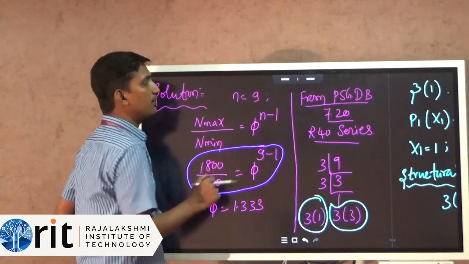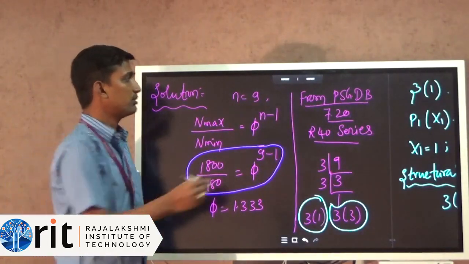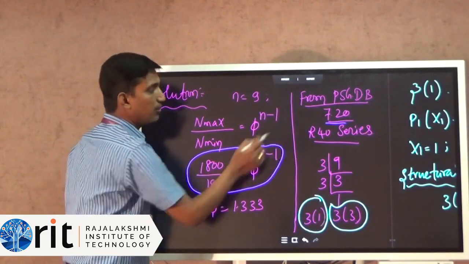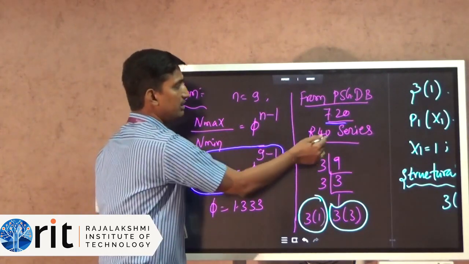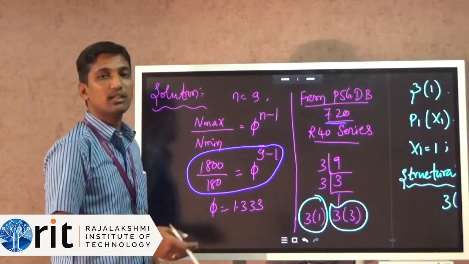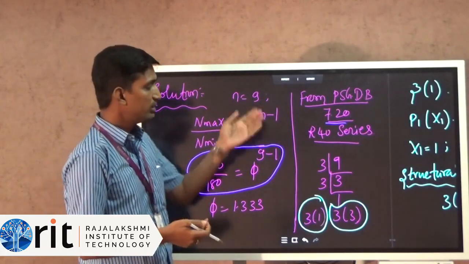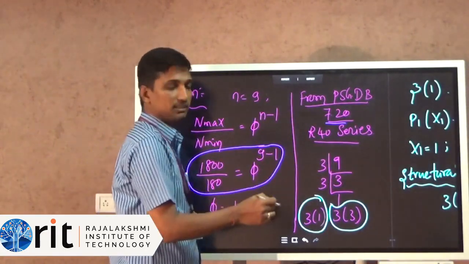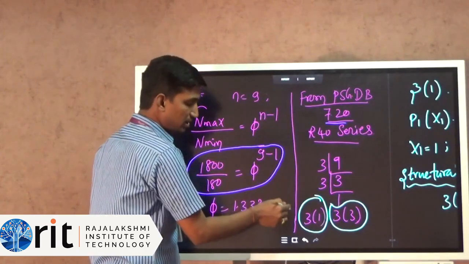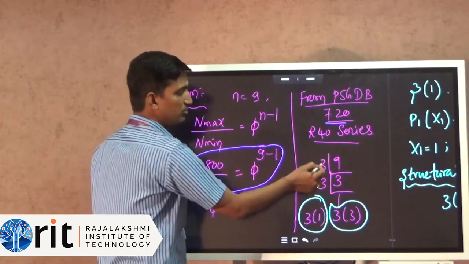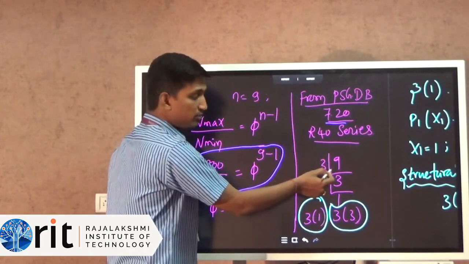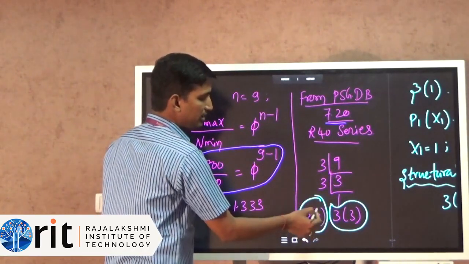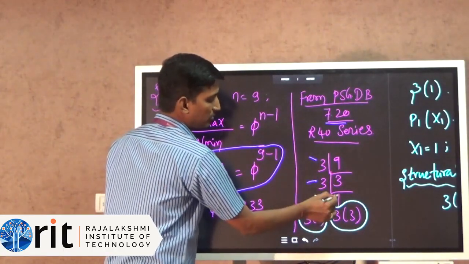Next, from the PSD data book at page number 7.20, the R40 series, we can find different speed ratios through which we can find our number of speeds. Since it is a 9-speed gearbox, in order to find the structural formula, I am going to take the LCM of 9. By taking the LCM of 9, I get the values 3, 3 and 1.